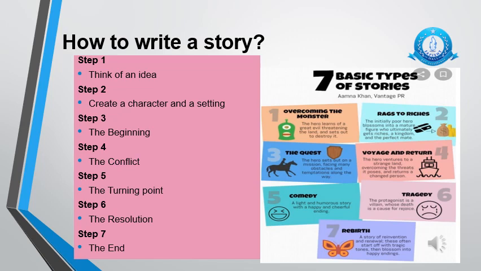The third step is the beginning. The beginning paragraph is very important for writing a good story. So do start with a good and powerful beginning paragraph. Step number 4 is the conflict. What does this mean? I think it's a new word for you.